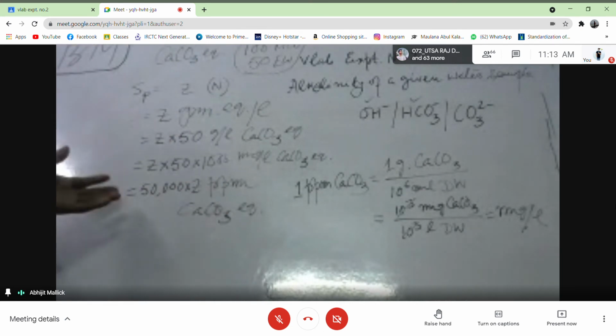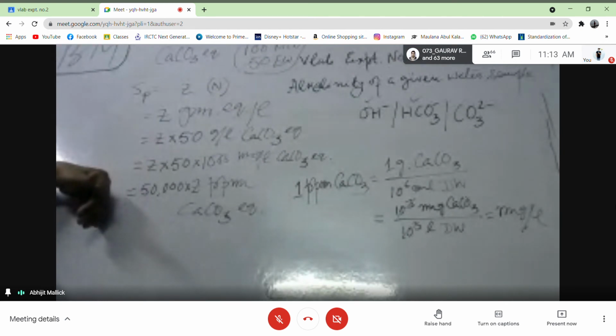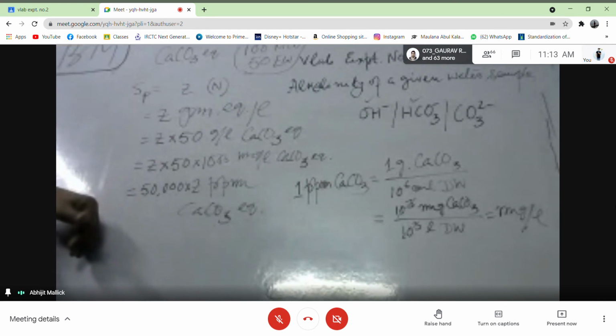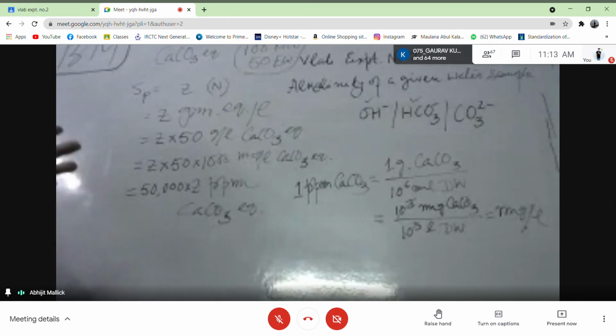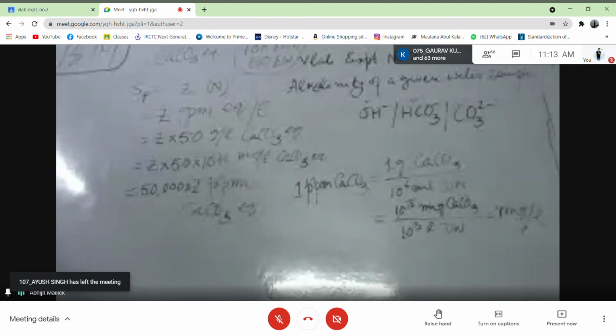So write the calculation the way it is written on our whiteboard. You have to furnish your data exactly this way, and then express SM in a similar way, and then you can find out the individual concentration in terms of ppm CaCO3 equivalent. Got my point?